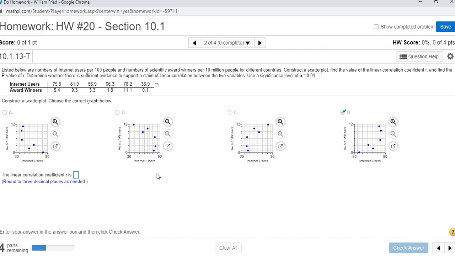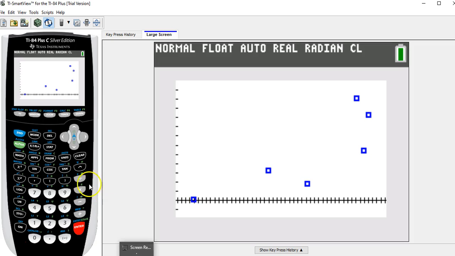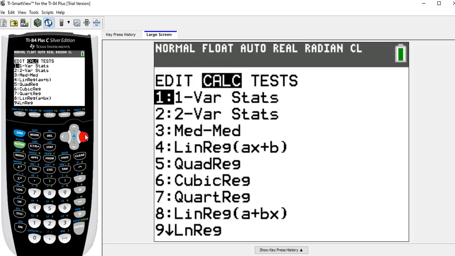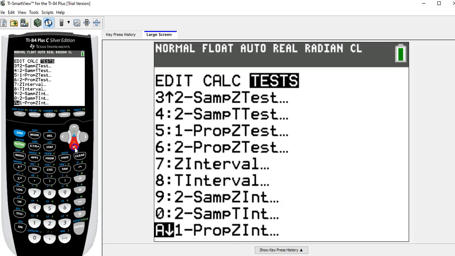Okay. Now the next part, the linear correlation coefficient R. We're going to do this by doing what's called a LinRegTTest on the calculator. So now on the calculator, I'm going back to Stat, Tests, and down near the bottom is something called LinRegTTest. You have to arrow down a bit.